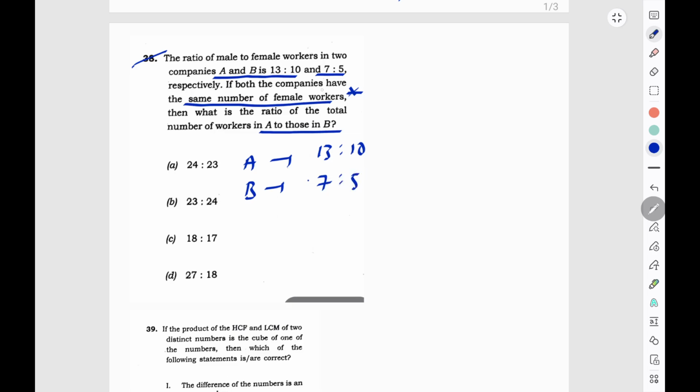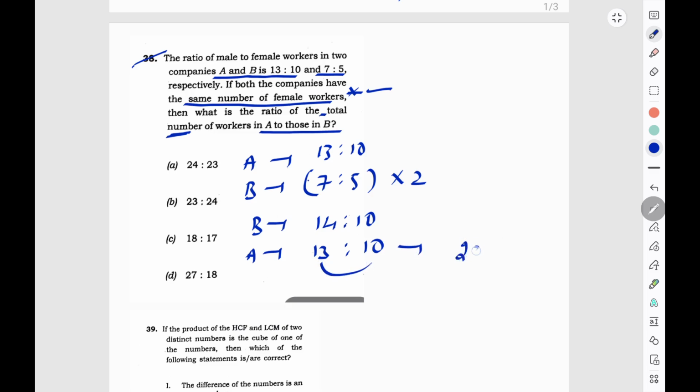It is given that both the companies have the same number of female workers. Therefore, we have to equalize this ratio by multiplying by 2. So now it is 14 is to 10 for company B, and in company A we have 13 is to 10. The question asks for the ratio of the total number of workers. In company A we have a total of 10 plus 13, which is 23, and in company B we have a total of 10 plus 14, which is 24. So the ratio of A to B is 23 is to 24, which is the answer. Option B is correct.